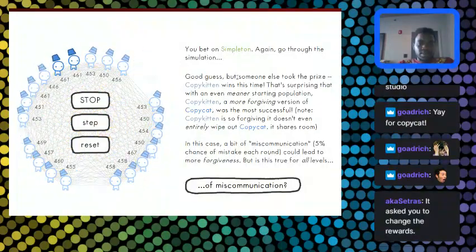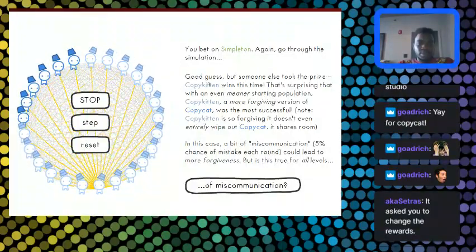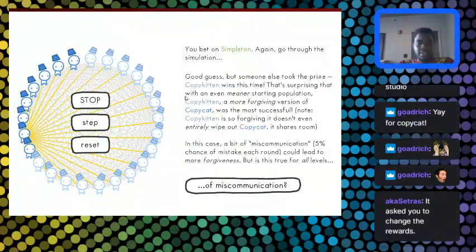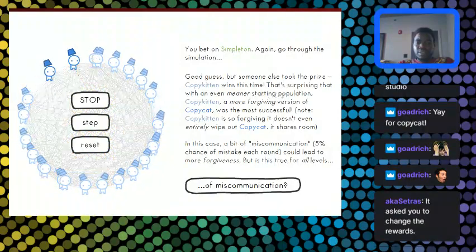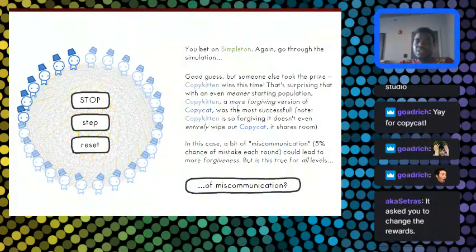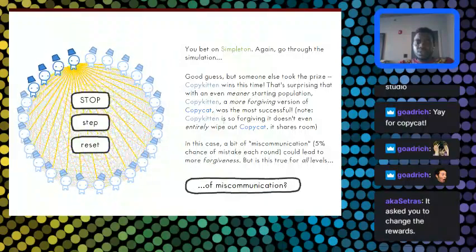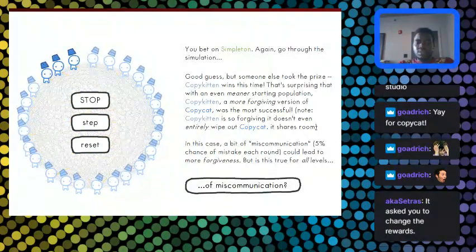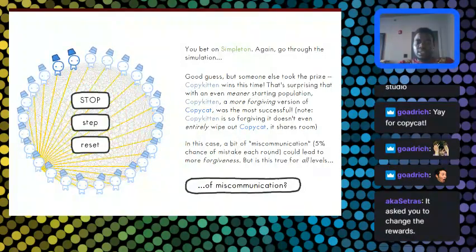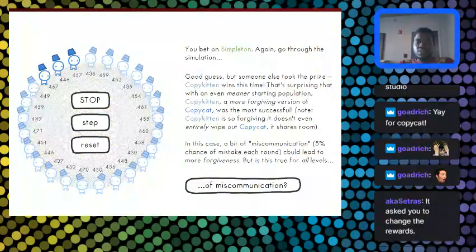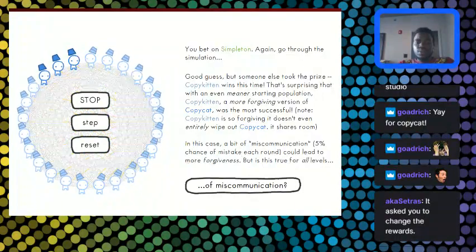Oh, good guess, but someone else took the prize. Copykitten wins this time. That's surprising: with an even meaner starting population, copykitten, a more forgiving version of copycat, was more successful. Note, copykitten is so forgiving it doesn't entirely wipe out copycat, it shares room. So in this case, a bit of miscommunication, a 3% chance of mistake each round, could lead to more forgiveness.